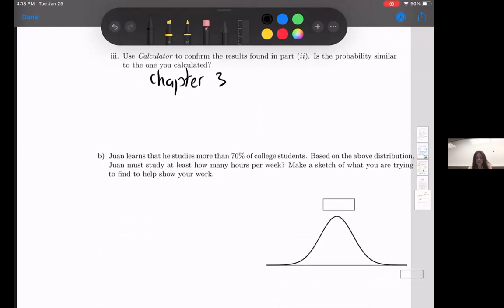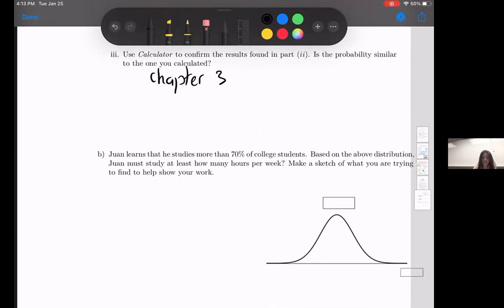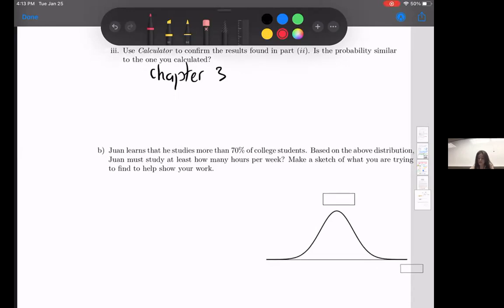Juan learned that he studied more than 70% of college students. Based on the above distribution, Juan must study at least how many hours per week? Make a sketch of what you're trying to find to help you show your work. Okay, so 70%. He studied more than 70% of college students.